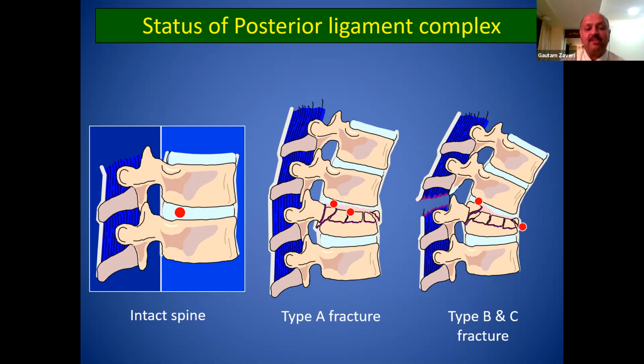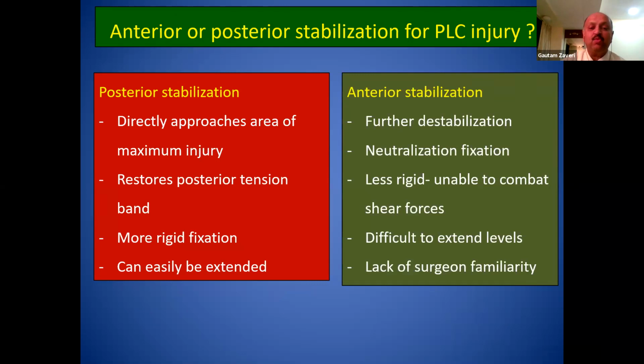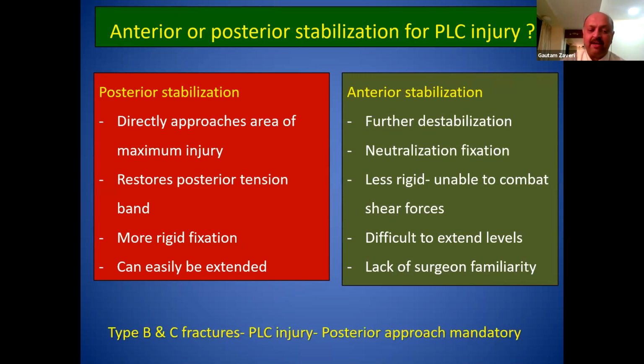In all such patients where the posterior ligamentous complex is disrupted, it is vital to restore the tension band in order to prevent unlimited distraction of the posterior element. This can be done either through a posterior approach or an anterior approach. The advantage of the posterior approach is that it allows direct approach to the area of the tension band. It restores the tension band, it allows more rigid fixation, and it can easily be extended.